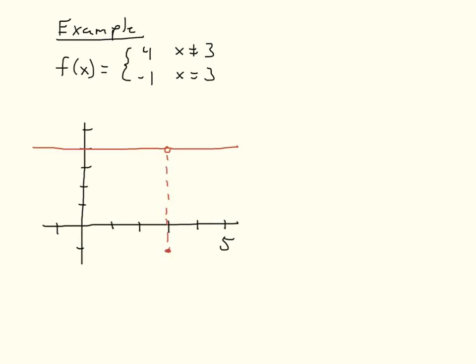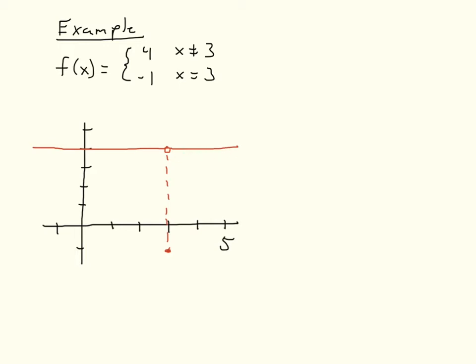Let's take a look at another example. In this case, we have a piecewise function. F of x is going to equal 4 when x does not equal 3, and it's equal to negative 1 when x is equal to 3. What you see here is a graph of that particular function. We can see that when x is 3, we get this point down there. Otherwise, we get this graph here.